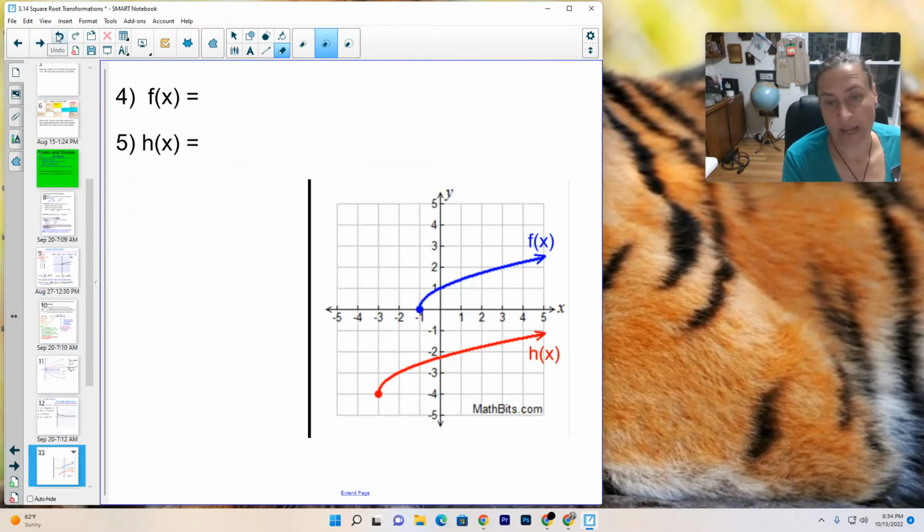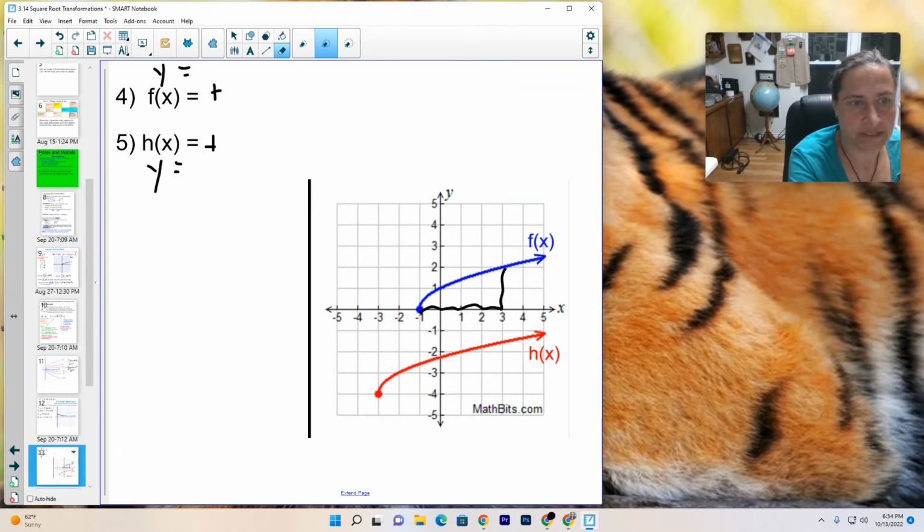This one, we're going to write y equals, f of x is in blue and h of x is in red. So first thing that we notice is that these are both positive. Up 1 over 1, 1, 2, 3, 4, up 2. So this is a regular square root. It is not going to have a compression or stretch. Same here, we are 1, 1, 2, 3, 4, up 2. So this is also going to be a 1.